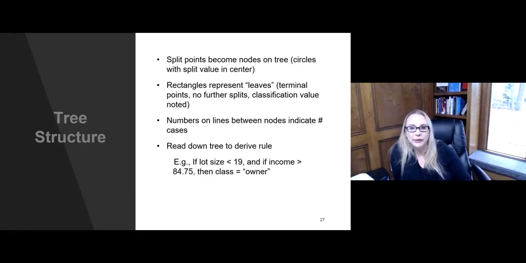And here again, what we are seeing is the split points become nodes on our tree. Those are the circles with the split values in the center, and the rectangles represent our leaves. These are the terminal points which have no further splits after that point. The classification values are noted for whatever falls within that leaf. The number on the line in the nodes indicates the number of cases, and you read down the tree to derive a rule. So for example, if lot size is less than 19 and income is greater than 84.75 thousand, then they're classified as an owner.